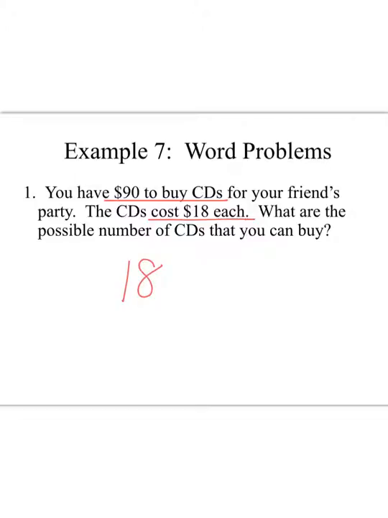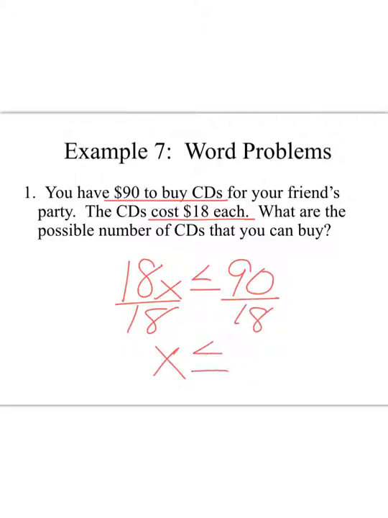So $18 per whatever we're buying. We don't know how many of them we're going to buy, and we only have $90. I cannot go over $90. So 18 times however many I buy must be less than or equal to that 90, because I can't go over that 90 limit. I'm going to divide each side by 18 because I divided by a positive number. We're not going to flip the sign, and we would end up with 5 CDs in this case. You do need a label, so if you did switch it to songs or whatever you're buying, please make sure you put an appropriate label.